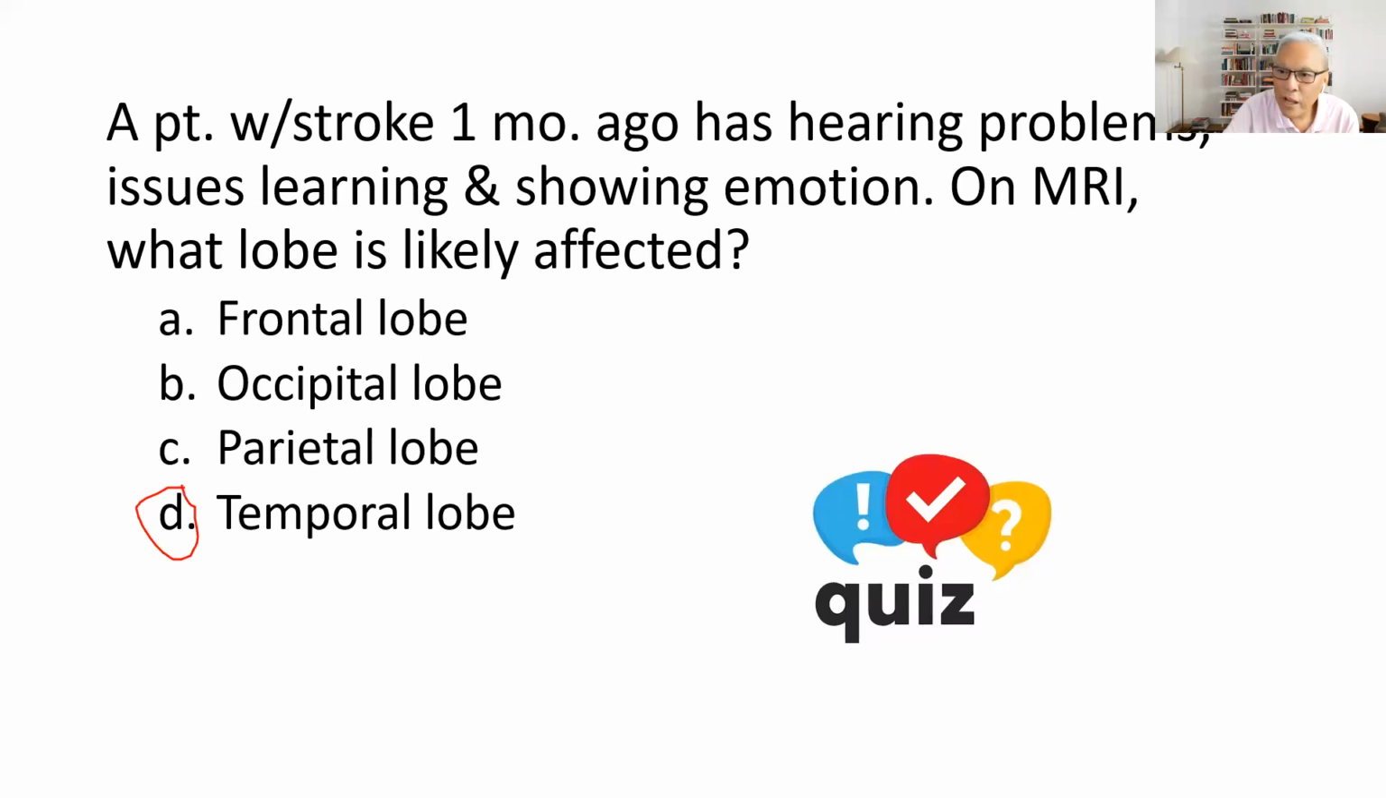All right, so the correct answer is letter D. The temporal lobe, as we know, is responsible for hearing. It's also responsible for learning and feeling as well. Okay, let's go to the next one.